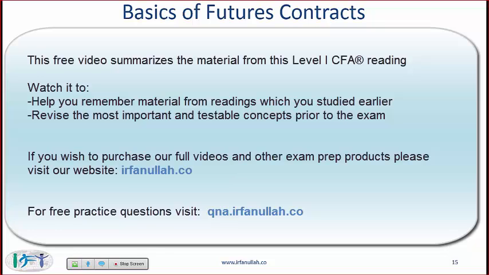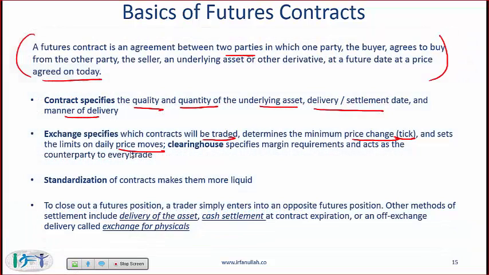The contract specifies the quality and quantity of the underlying asset, the delivery and settlement date, and the manner of delivery. The exchange specifies which contracts will be traded, determines the minimum price change or tick, and sets limits on daily price moves. The clearinghouse, which is part of the exchange, specifies margin requirements and acts as the counterparty to every trade. And because of this, the credit risk is essentially non-existent.